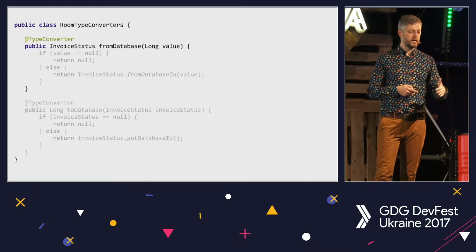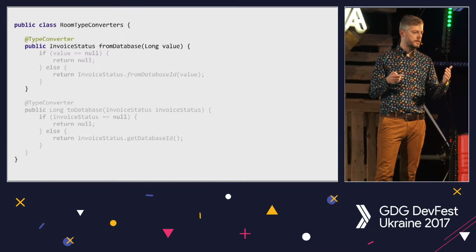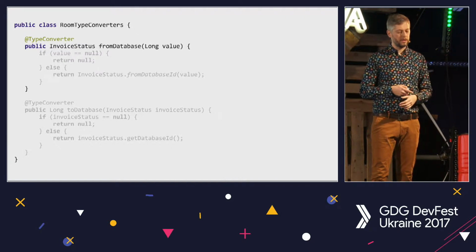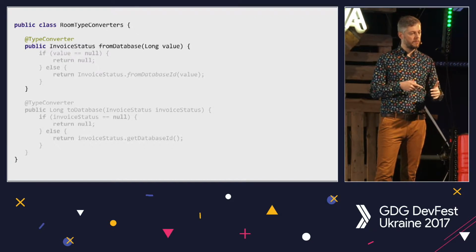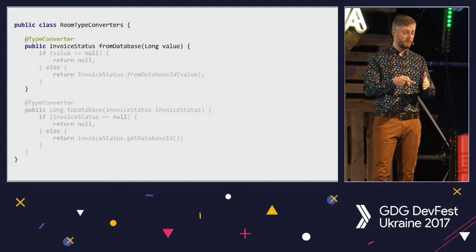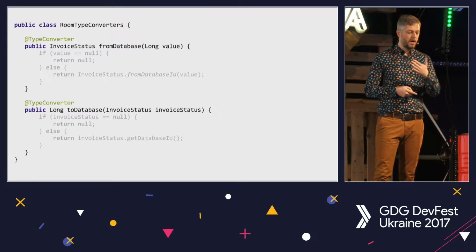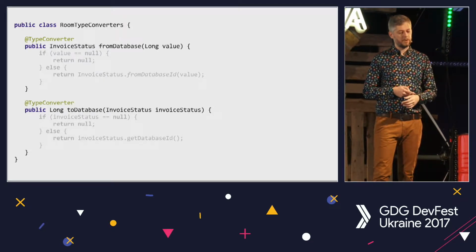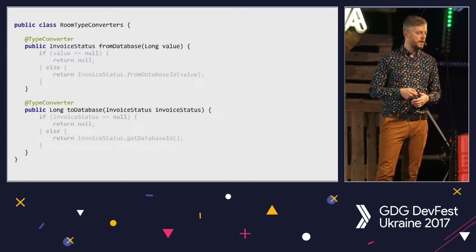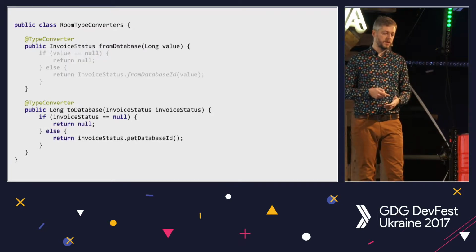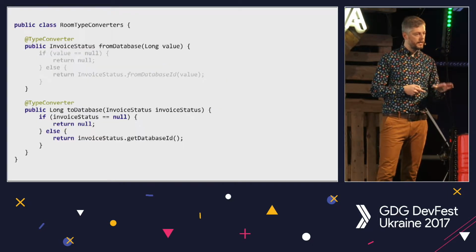So I use this type converter annotation. I create a class somewhere. I create two methods there. This one that's called from database. That's going to take the value. It's going to be stored in database. So let's say long value, and convert that into invoice status. So enum. And the other method also annotated with type converter. That's going to do the opposite. Okay. So thanks to that, and as you can see, this code is quite simple.